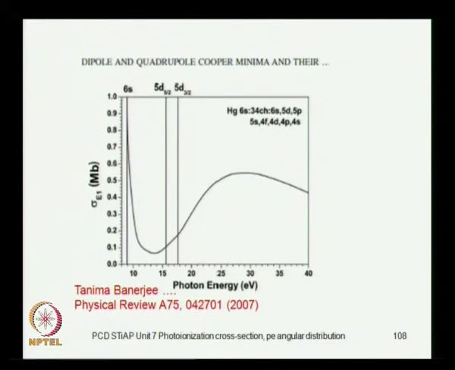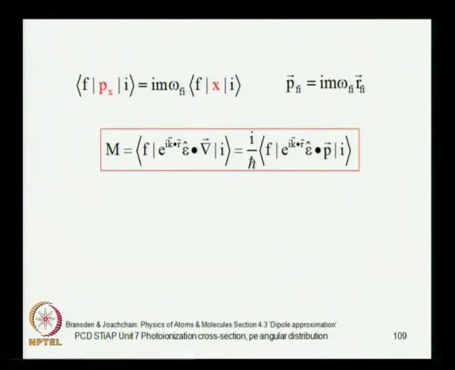So here is an example of a Cooper minimum in which you see the photoionization cross section. This is a calculation of the mercury 6s; you see that the photoionization cross section drops, goes through a minimum, and then rises again. So it is not always a monotonically decreasing function of energy. So this is what we have found so far.